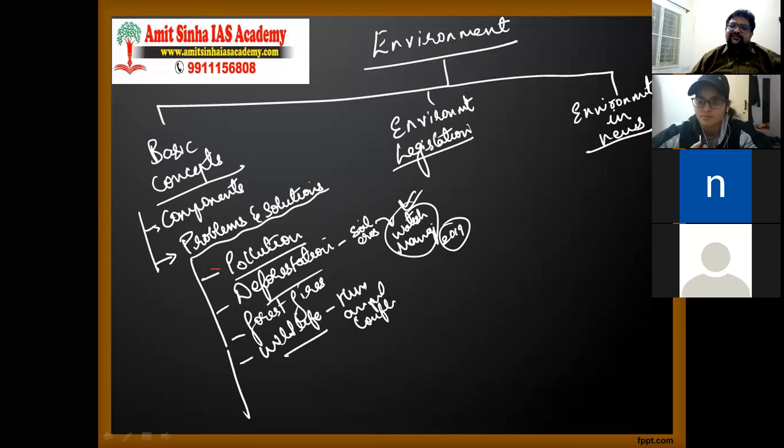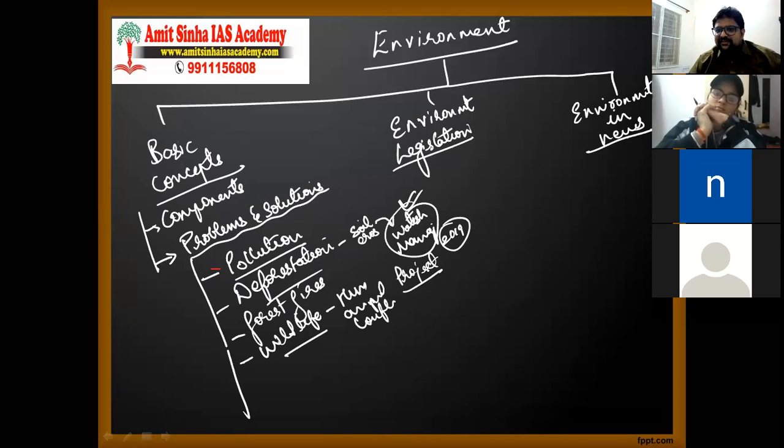So under wildlife, man-animal conflict, wildlife projects, alag-alag projects hai. You have Project Tiger, you have Project Elephant, you have lion conservation, cheetah reintroduction, or leopard conservation, right? So conservation of dolphins, conservation of gharials, vultures, ये सब projects individually आपको पढ़ना है wildlife के अंदर, because that is a problem. Wildlife conservation is a problem.